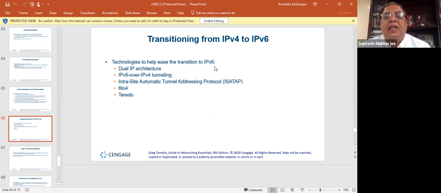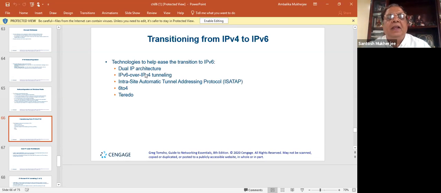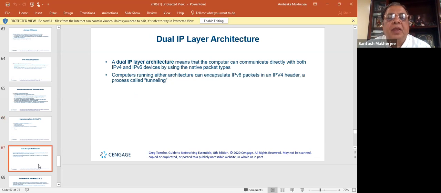Technologies to help ease the transition to IPv6. Dual IP architecture: you have to have a dual IP architecture because you have to recognize both IPv6 and IPv4. IPv6 over IPv4 tunneling: you have to tunnel. Why tunneling? Because you have IPv6 infrastructure and IPv4, and you have to connect between these two, so you have to have a proper tunnel. Intra-site Automatic Tunnel Addressing Protocol, ISATAP, and 6to4, Teredo. Dual IP layer architecture means the computer can communicate directly using both IPv6 and IPv4 native packet types. A computer running either architecture can encapsulate IPv6 packets in an IPv4 header, a process called tunneling. So both of them can be connected by means of the tunneling process.